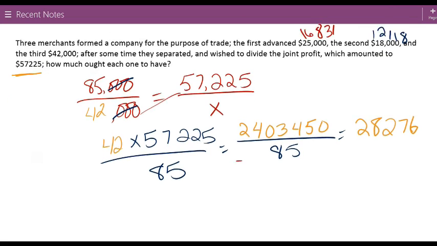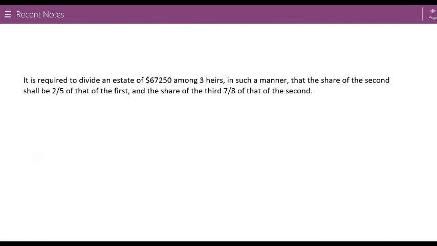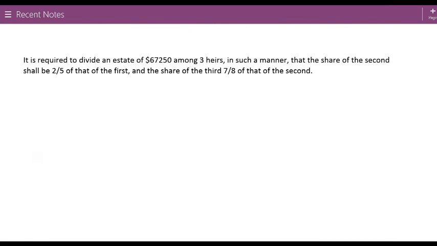Okay, let's look at the next example from section 125. It is required to divide an estate of $67,250 among three heirs in such a manner that the share of the second shall be 2/5 of that of the first, and the share of the third 7/8 of that of the second.